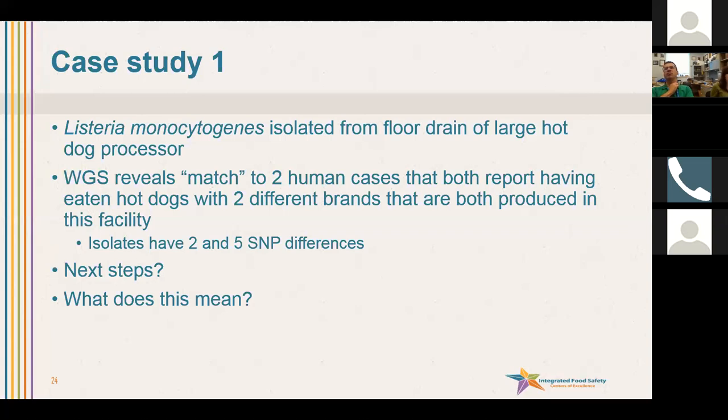Ask USDA to initiate a recall? See whether we can talk the plant into a recall? What do you think is going to happen here? Is that sufficient evidence? What does anyone else think here? What's the alternative scenario? What else could explain this finding here?